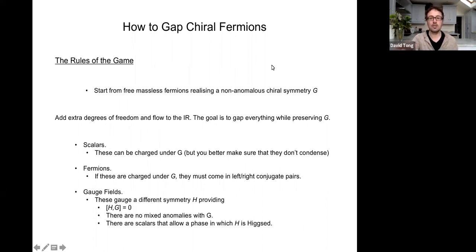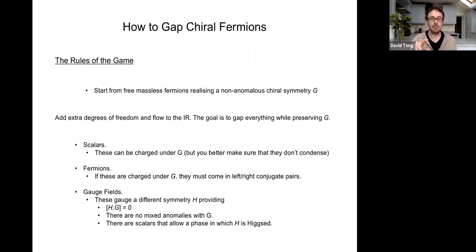Now, I've got a symmetry group G. That should remain a global symmetry group. I'm not allowed to gauge G. Gauging G is somehow removing G from the story. So what that means is that if I want to introduce non-abelian gauge dynamics, and I do, I'm obliged to find another symmetry H somewhere among my fermions, which I can gauge and have some non-abelian gauge fields.